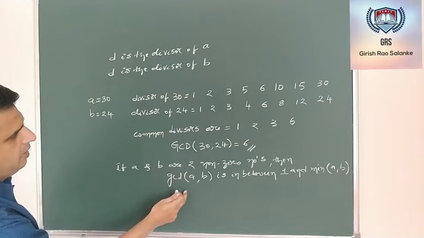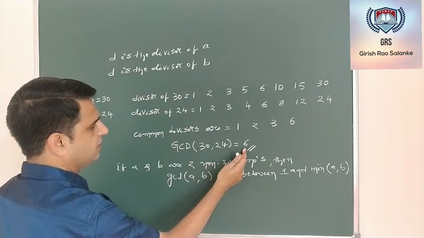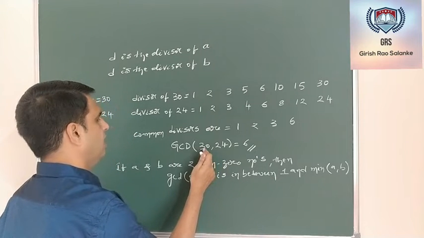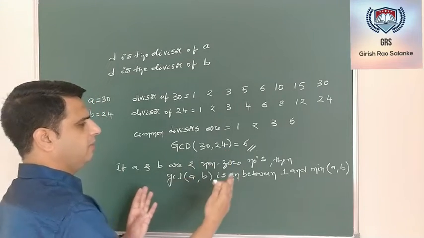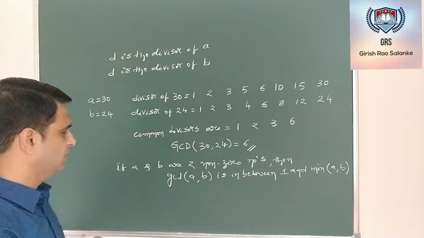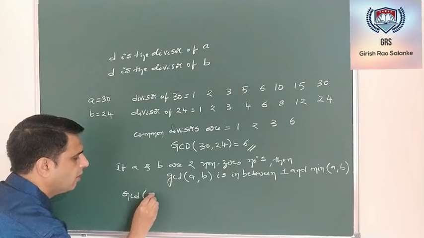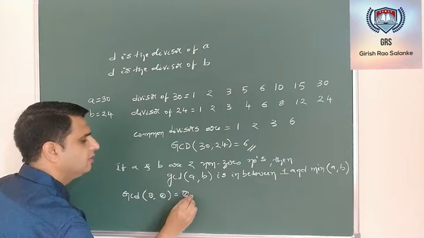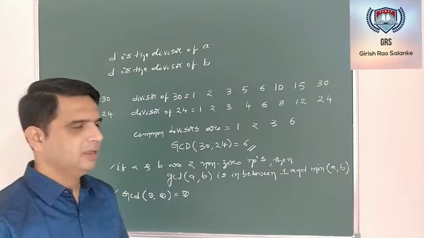If you take this example, the GCD of 30 and 24 is 6. The GCD lies in between 1 and the minimum of 30 and 24. Of 30 and 24, the minimum is 24. So obviously it has to lie in between 1 and 24. In this case my answer is 6. Now the second thing I can say is that the GCD of 0, 0: if both A and B are 0, then the GCD will be 0. Please note these two points, which are very important.